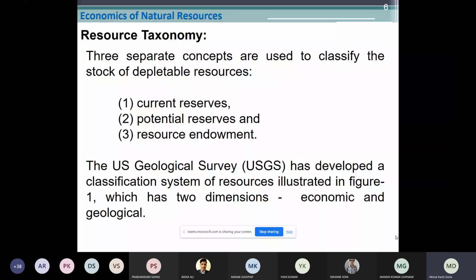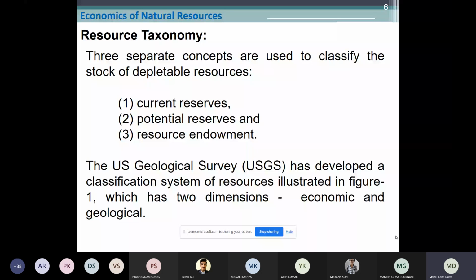So to have some more idea about these different types of resources, you can go to the resource taxonomy, which actually tries to define natural resources into three basic categories. They are in the form of current reserves, potential reserves, and resource endowment. And this is directly taken from the definition given by the US Geological Survey. They have done it on the basis of two parameters. One is the economic parameter and the other one is the geological parameter.